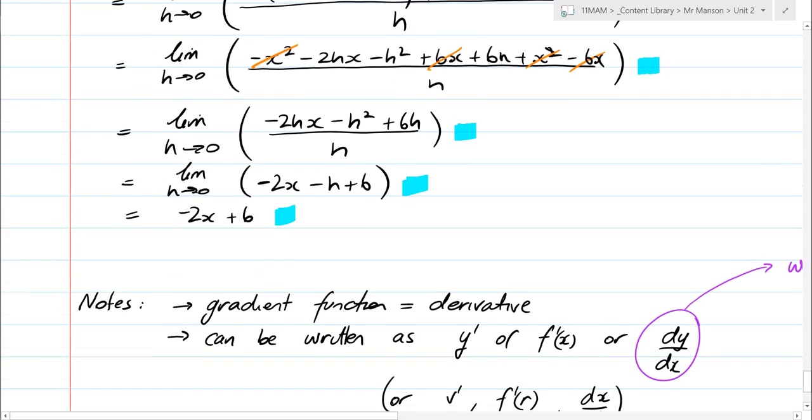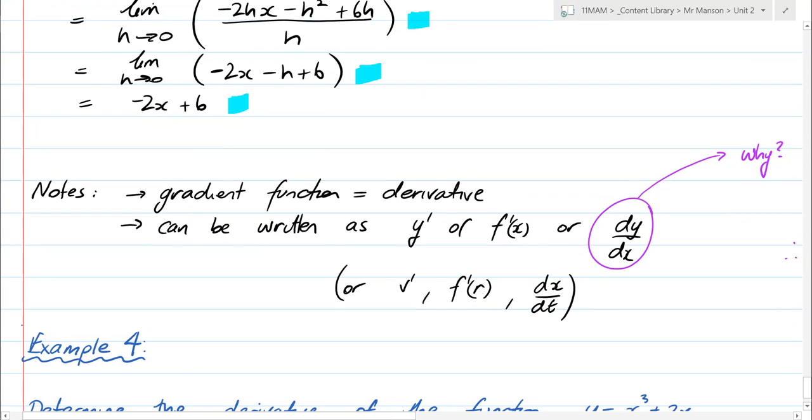My last little minute here is just some notation things. I've got an example 4, but we'll do example 4 on Friday. The gradient function is sometimes called the derivative, and the verb is you might be asked to differentiate, or you might be asked to derive. They're the two pieces of language. So you find the derivative by deriving or differentiating.